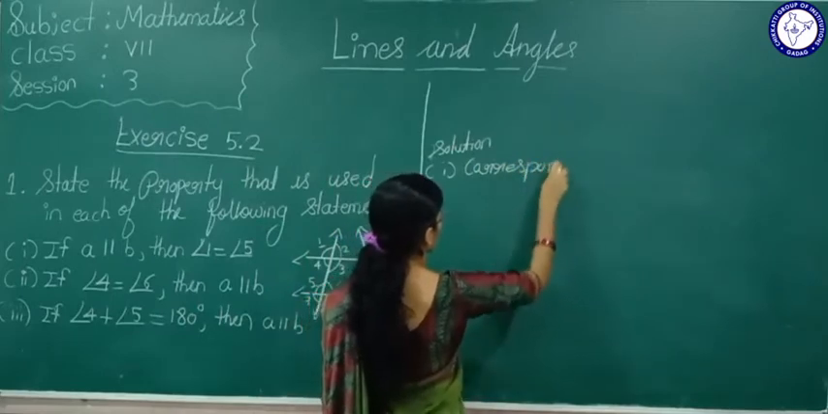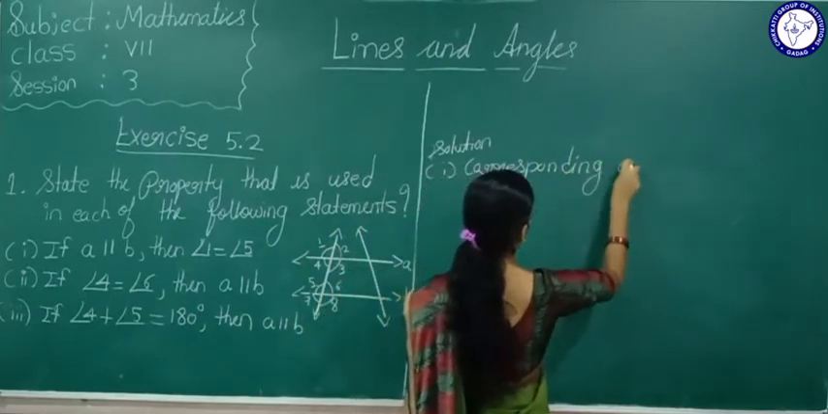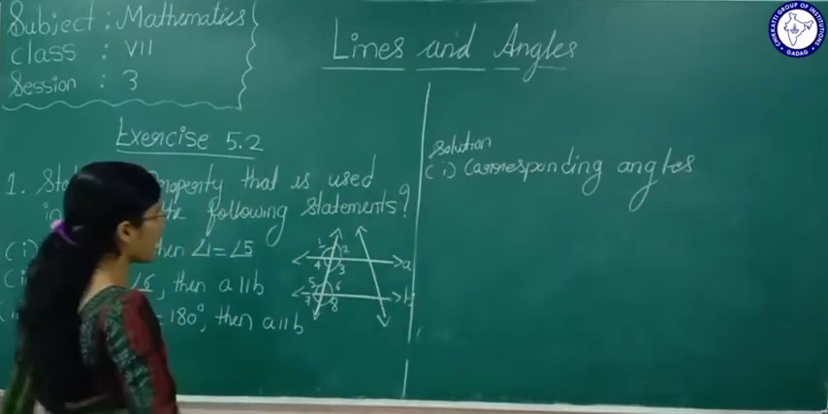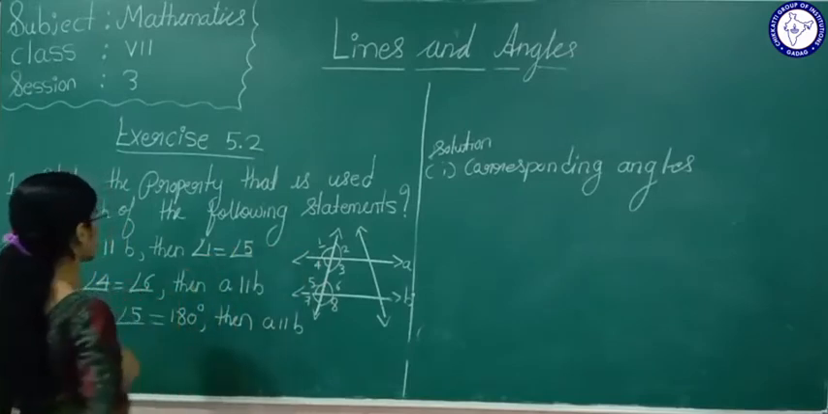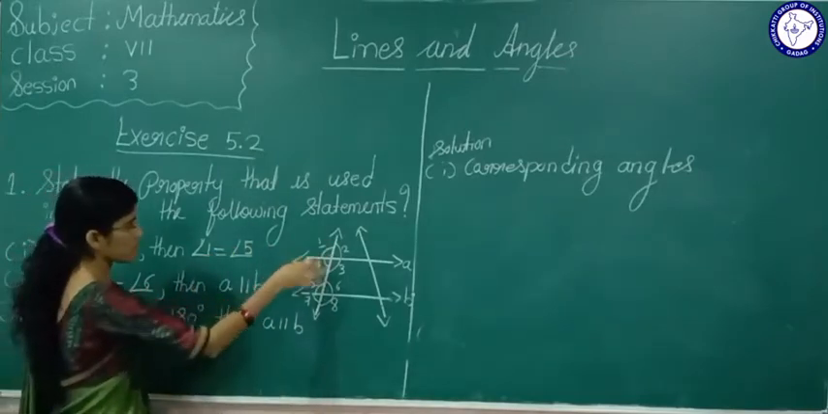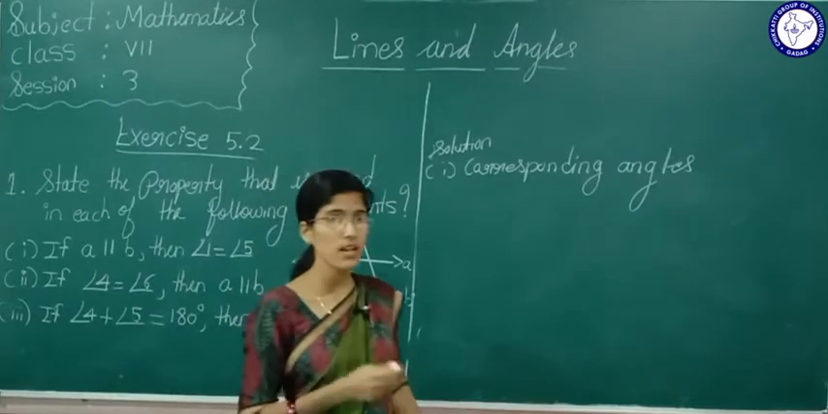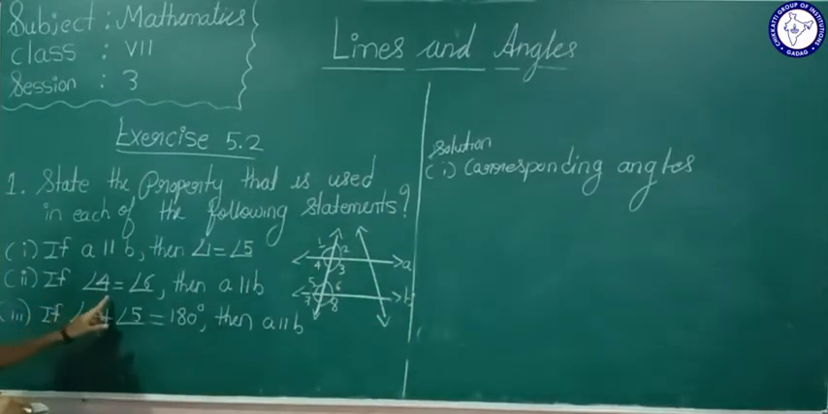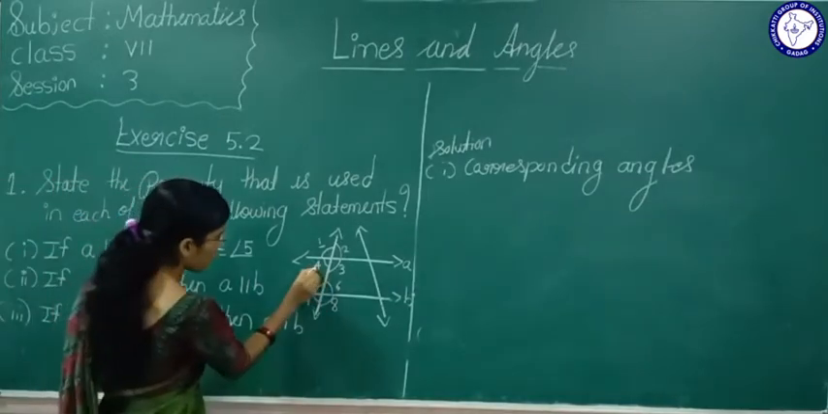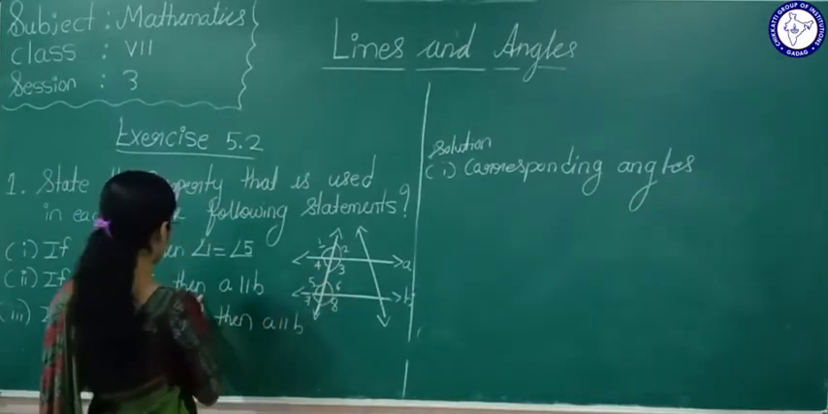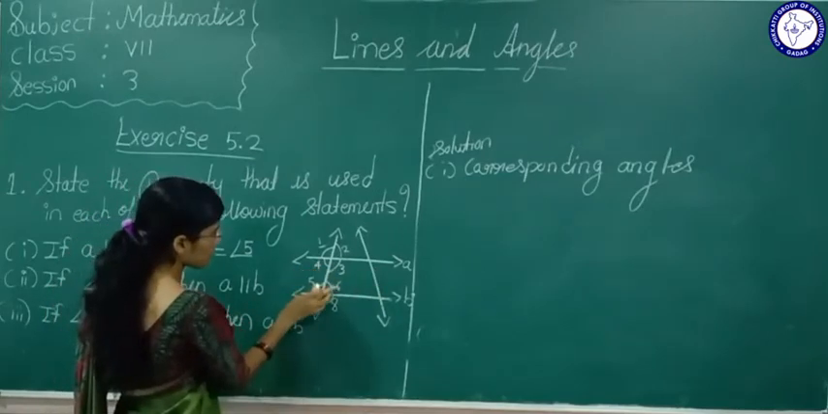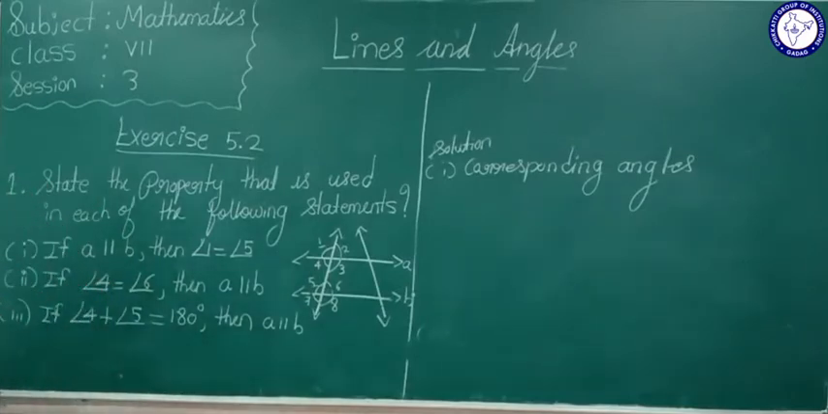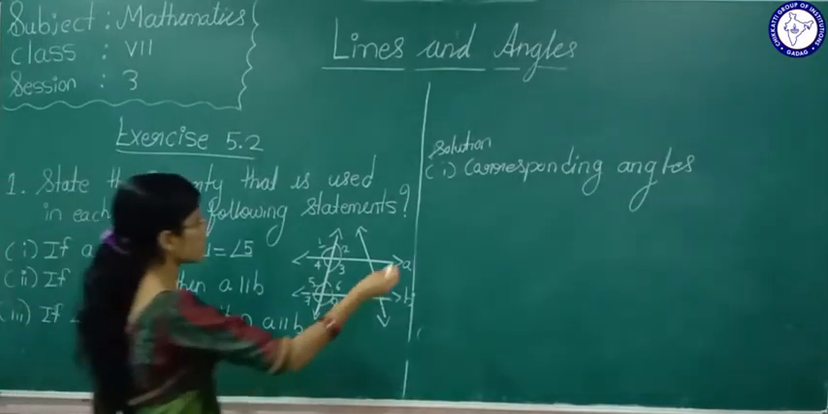Yes or no? Corresponding angles. Here A is parallel to B, they have given that. Then angle 1 is equal to angle 5. What is that? Corresponding angles. Now see here, if angle 4 is equal to angle 6, then A is parallel to B. Angle 4 is equal to angle 6. Which property is this? Alternate interior angles.